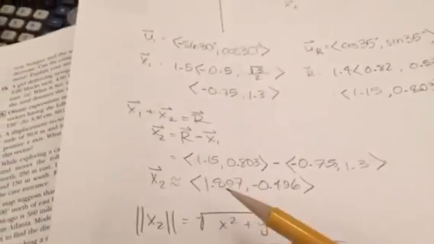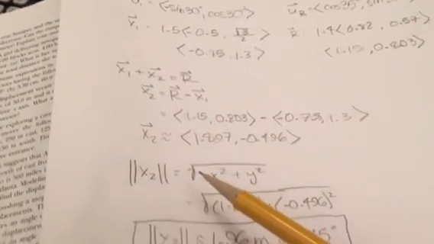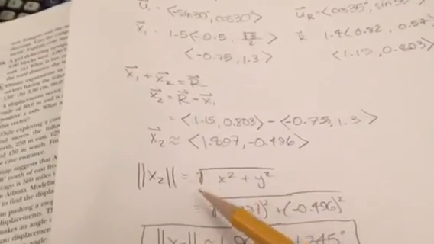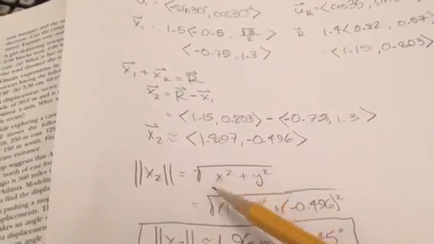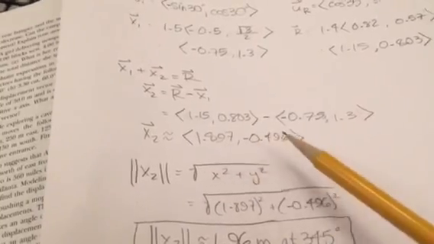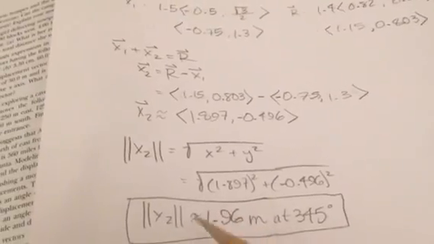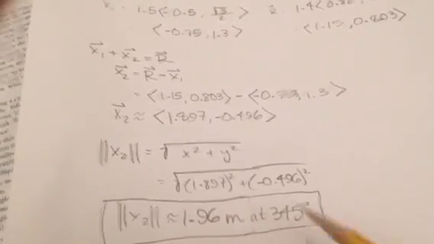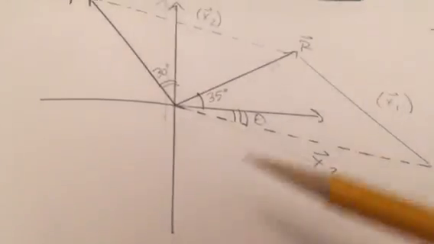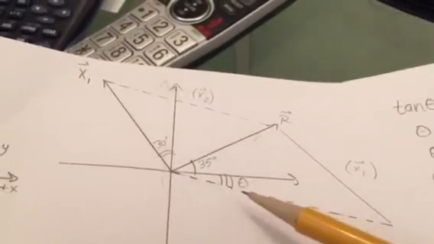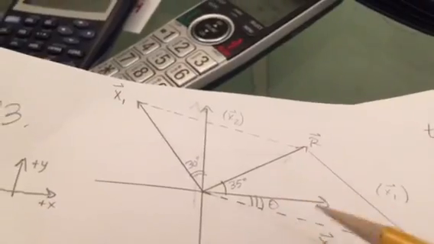Now we want to figure out the magnitude for this, and the way we do that is you just take the square root of the x component squared plus the y component squared. And with that, you get this answer, 1.96 meters. Now this part I'm going to explain right now. Remember theta? Here it is. So this is the angle at which x2 is occurring. If you notice, it's below the x-axis, so we're probably going to get a negative angle here.